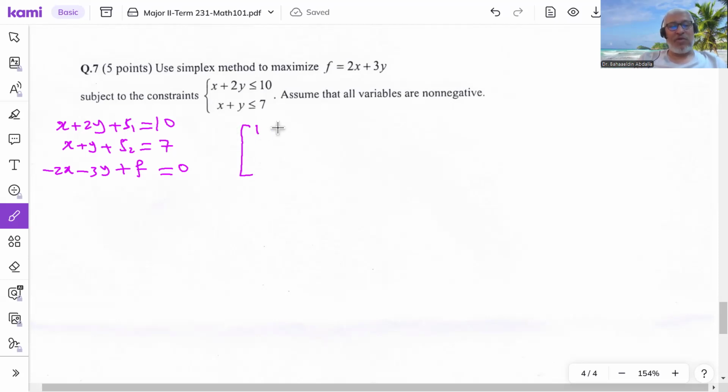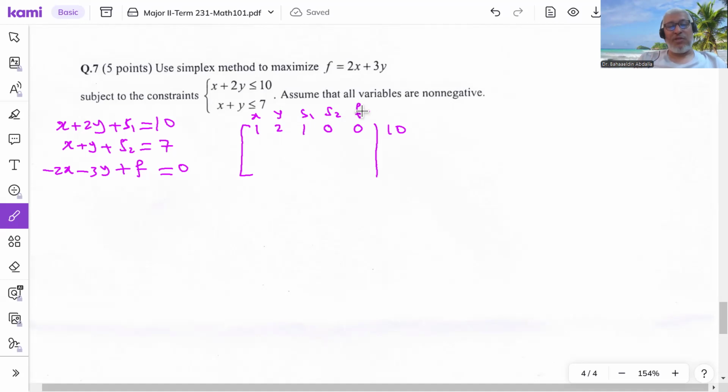Coefficient of x is 1, coefficient of y is 2, coefficient of S1 is 1. And there is S2 also. It's a variable in the question. Its coefficient in the first equation is 0. And there is an f. Also, there is no f in the first equation. And then there is 10 in the right-hand side. So these are the coefficients of x, here y, here S1, here S2, and here f.